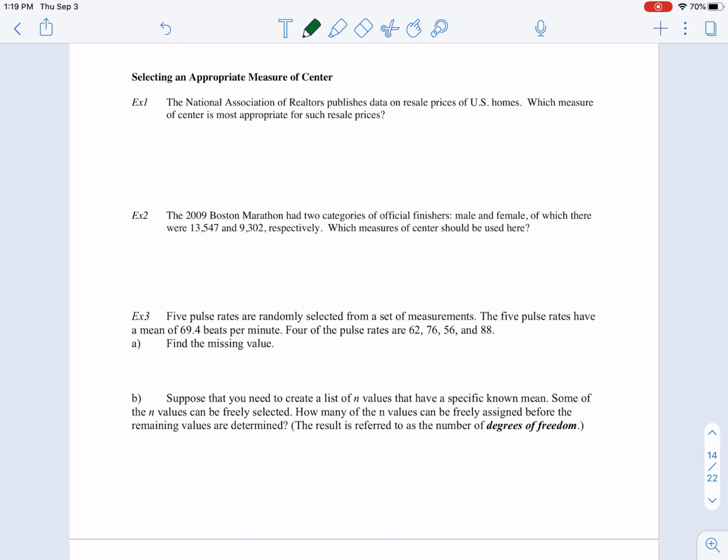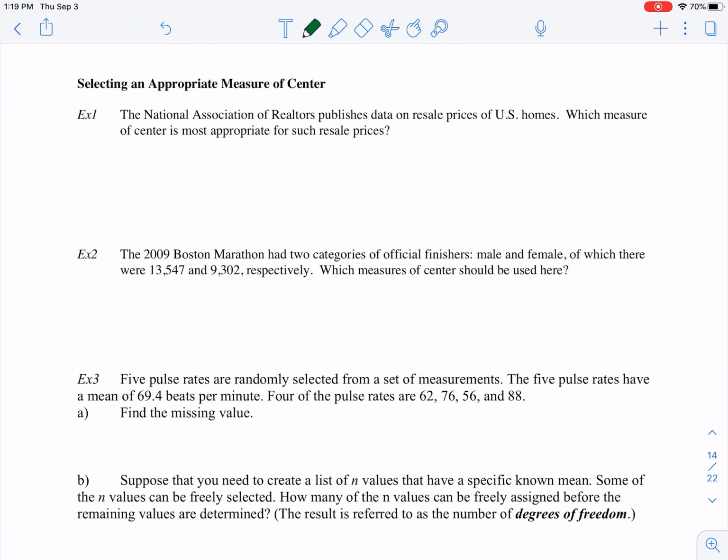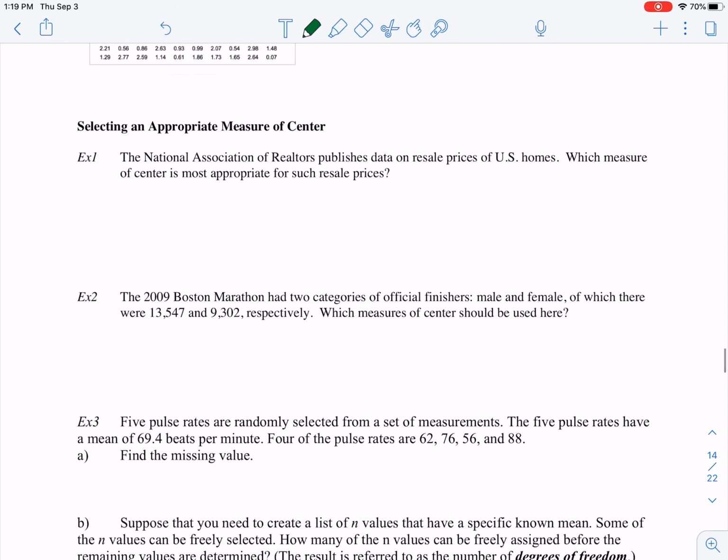says that the National Association of Realtors publishes data on resale prices of homes in the United States. Which measure of center is most appropriate for such resales? So we're asking, if we look at the data, the data is the resale prices of U.S. homes. Imagine all the prices of the houses in the U.S., and that's our data set. So how do we choose which measure of center to describe it? If a person says, hey, what are the prices of U.S. homes nowadays, and you have to tell them what would be a good value.